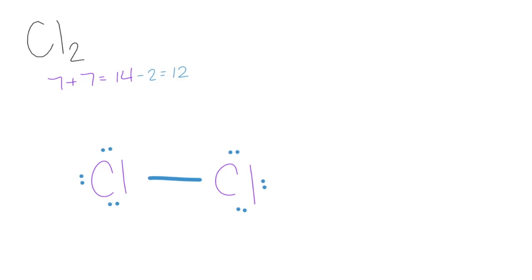We've made sure that we satisfied all the octets. And we have used all of our electrons. So I'm at 0, everything's satisfied. We can move on to the next one. Any questions on this one?